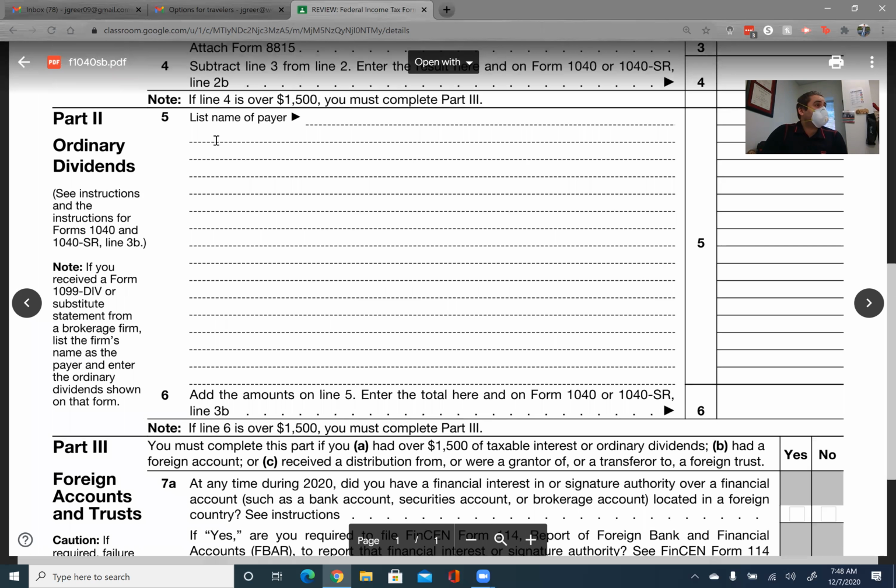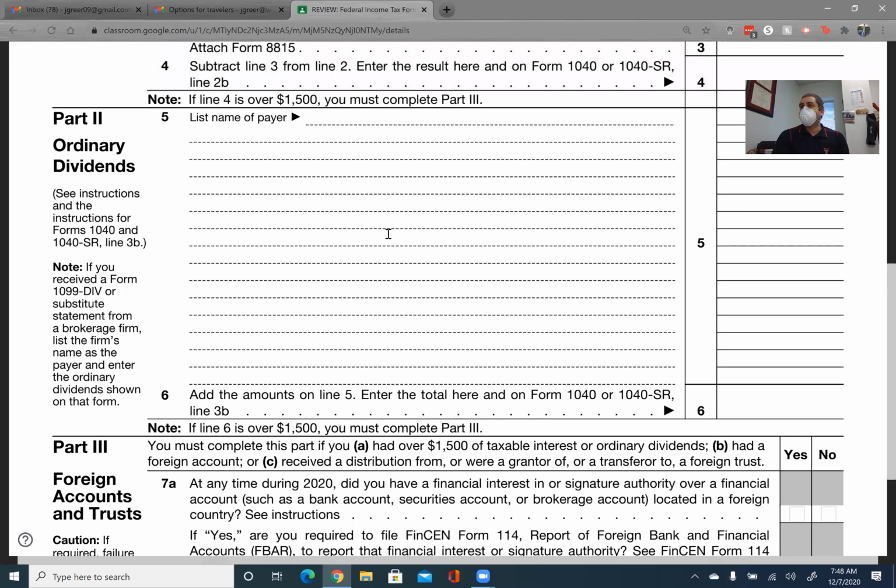Ordinary dividends, you're going to put the company or the bank's name here and how much dividends have been paid out to the account. And when I say the bank, I'm talking like the investment bank.